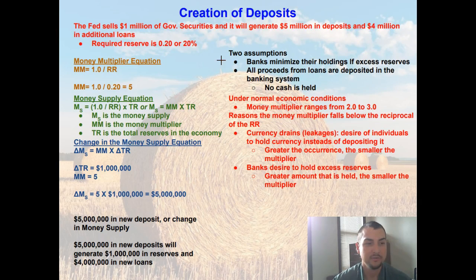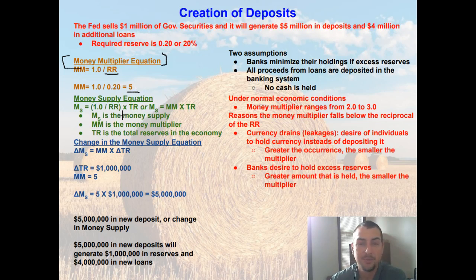We can use some of these equations. And the first one we're going to talk about is this money multiplier equation. So the money multiplier is basically 1 divided by the required reserve ratio. In this case, that reserve ratio is 20%, so the money multiplier would be 1 divided by 0.2, which is equal to 5. So we have a money multiplier of 5 in this case.